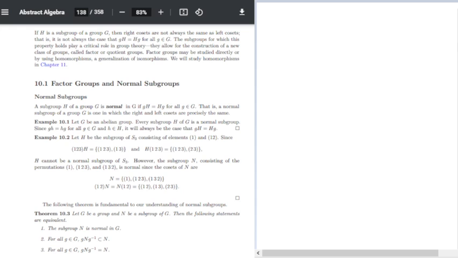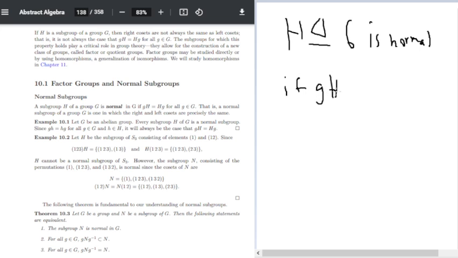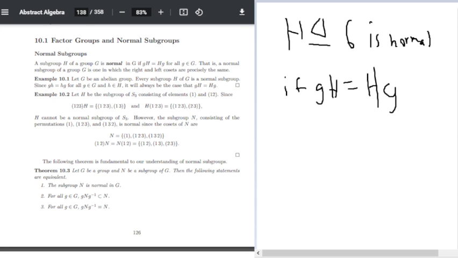10.1. Factor groups and normal subgroups. Normal subgroups. A subgroup H of a group G is normal in G if gH equals Hg for all g in G. So H, as a subgroup, we'll use this notation for subgroup of G, is normal if gH is equal to Hg. That is, a normal subgroup H of a group G is one in which the right and left cosets are precisely the same.